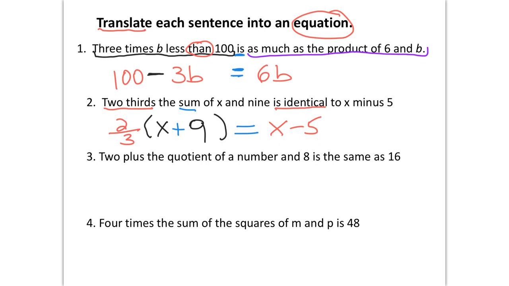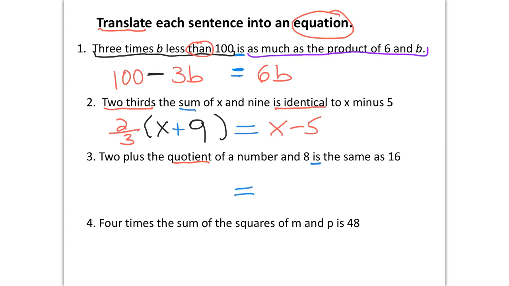Number 3 says 2 plus the quotient of a number and 9 is the same as 16. So let me first underline the word is. So that means my equal sign. I'm going to start with my equal sign right here. That's how you always start, with the equal. On the left side of the word is, all of this here says 2 plus the quotient. Now quotient means you have a fraction. Quotient, fraction. Let me underline that word. Quotient is going to be a fraction of a number and 8.